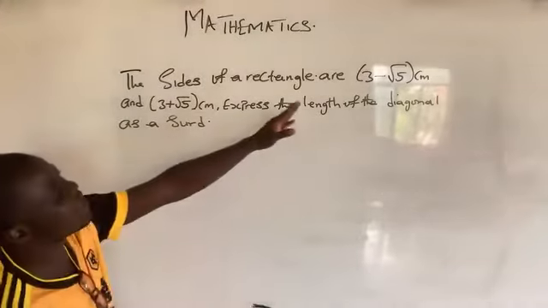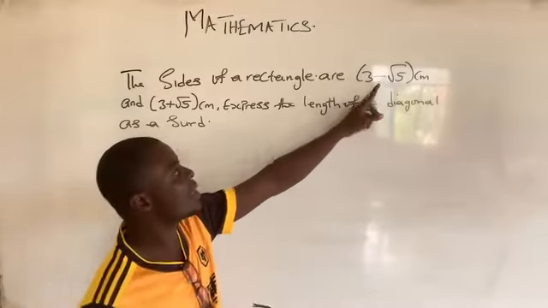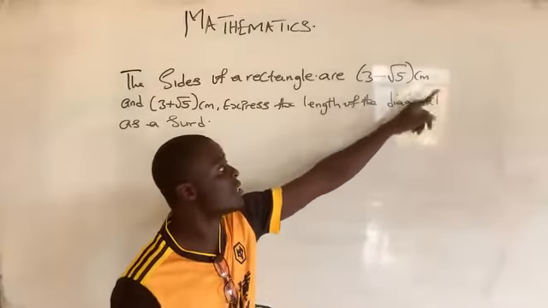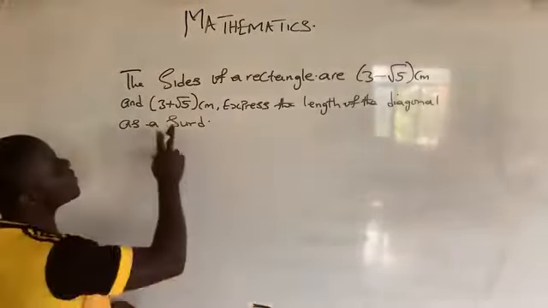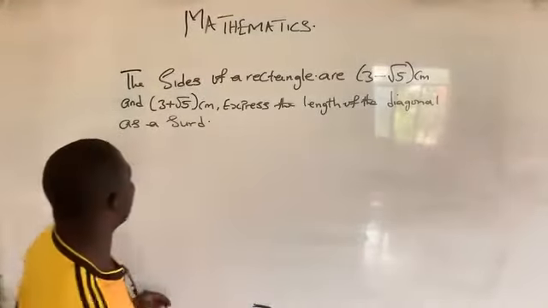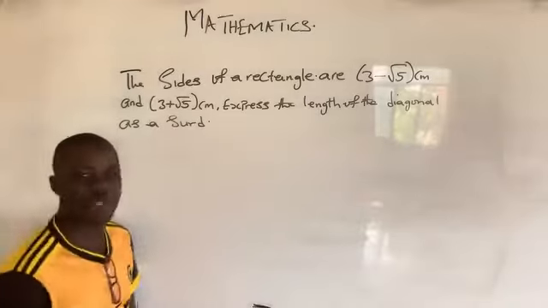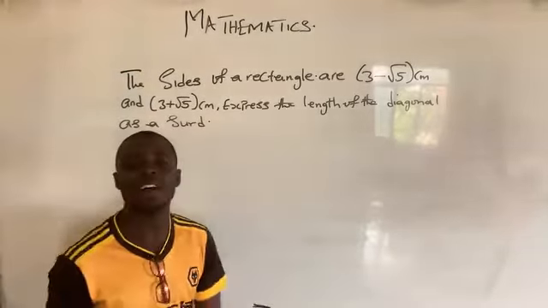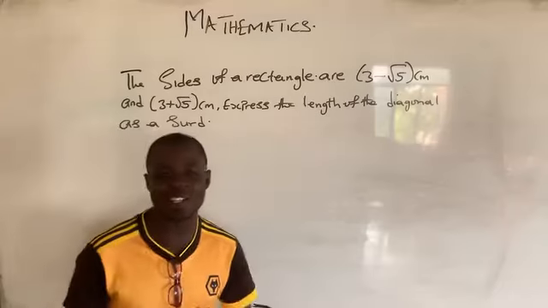They said the sides of the rectangle are (3 minus the square root of 5) centimeters and (3 plus the square root of 5) centimeters. Express the length of the diagonal as a surd. This thing is very, very simple. Let's look at the board.